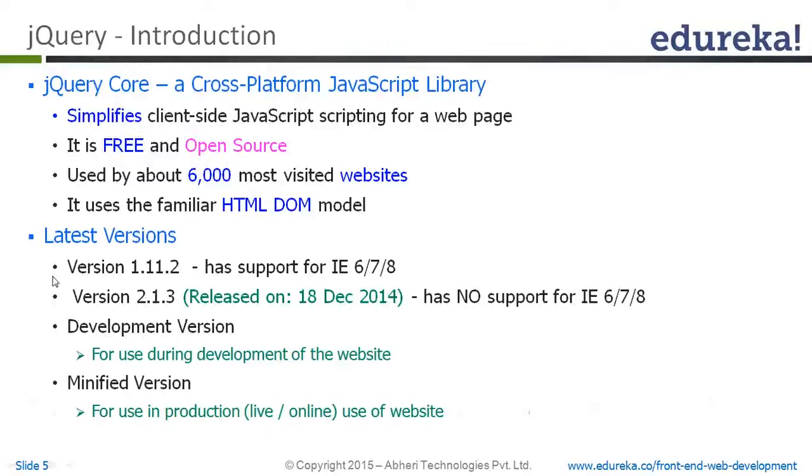When you're doing your development, use the development version. But once you have developed it and you are ready to go to production, then you download the minified version from the jQuery website.